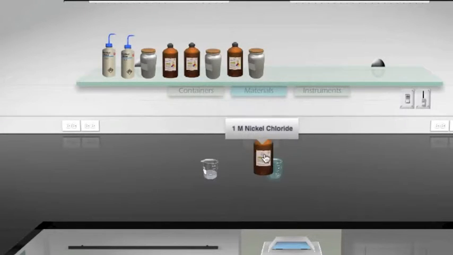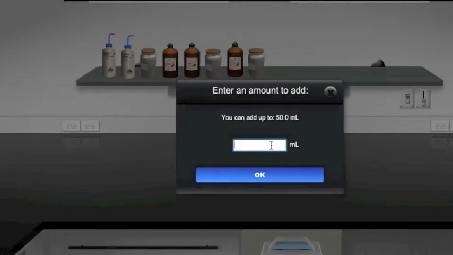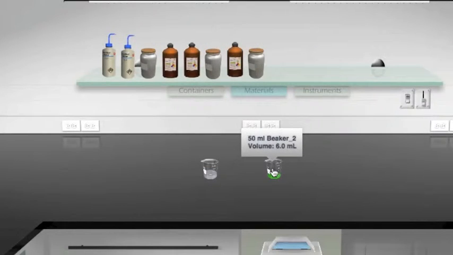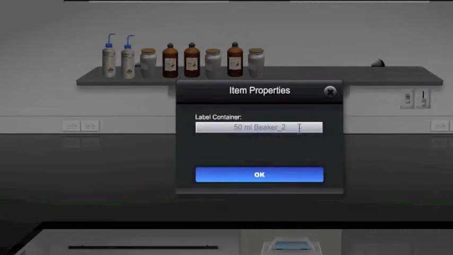Then we took nickel 2 chloride from the material shelf and added 6 milliliters to the empty 50 milliliter beaker. This solution is bright neon green. We then renamed the beaker nickel 2 chloride.